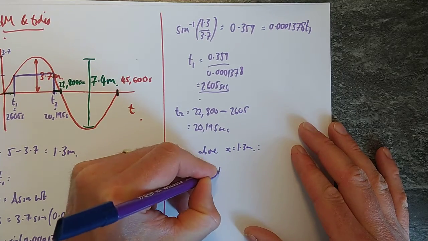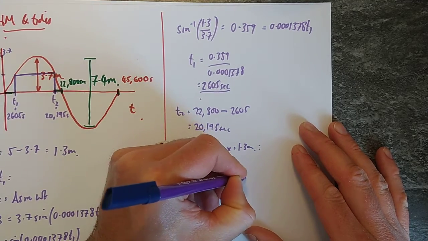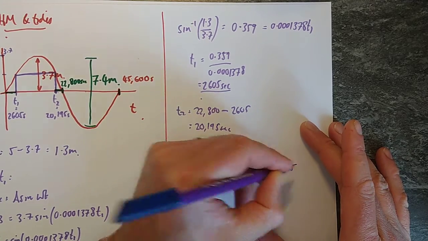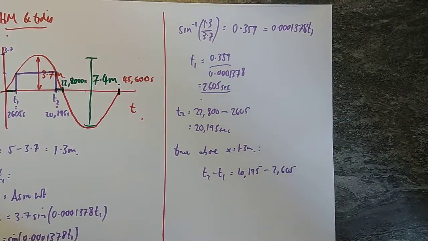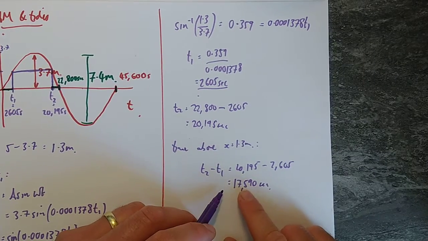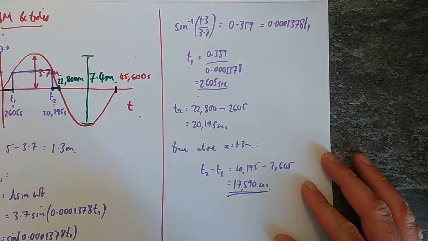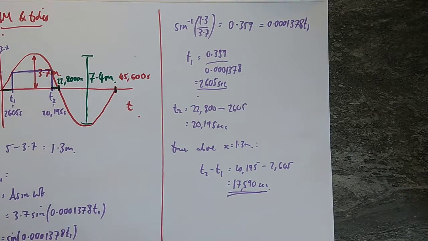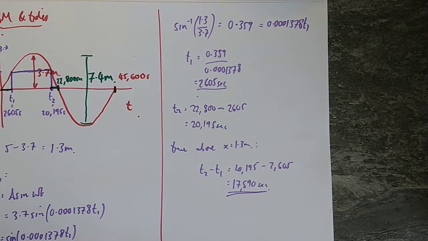So we want to know the time that the water is above x equals 1.3 metres, and that is equal to T2 minus T1, which is 20,195 minus 2,605, which is 17,590 seconds. The question does answer it in seconds. You can obviously convert that into hours and minutes. It's just under 5 hours for that part there.